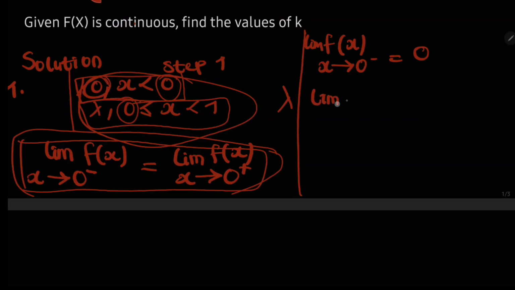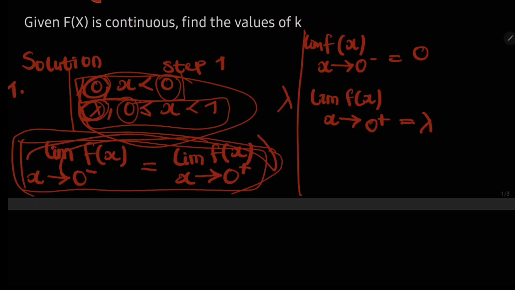And the second case, the limit of f of x as x goes above 0 is simply going to be lambda. If there was an x in this equation, then we would have substituted 0 for the x, but here this is all we have, so we are just going to equate them simply, because we have to equate them from this formula. So we'll simply have lambda equal to 0. So this is our first value of lambda.